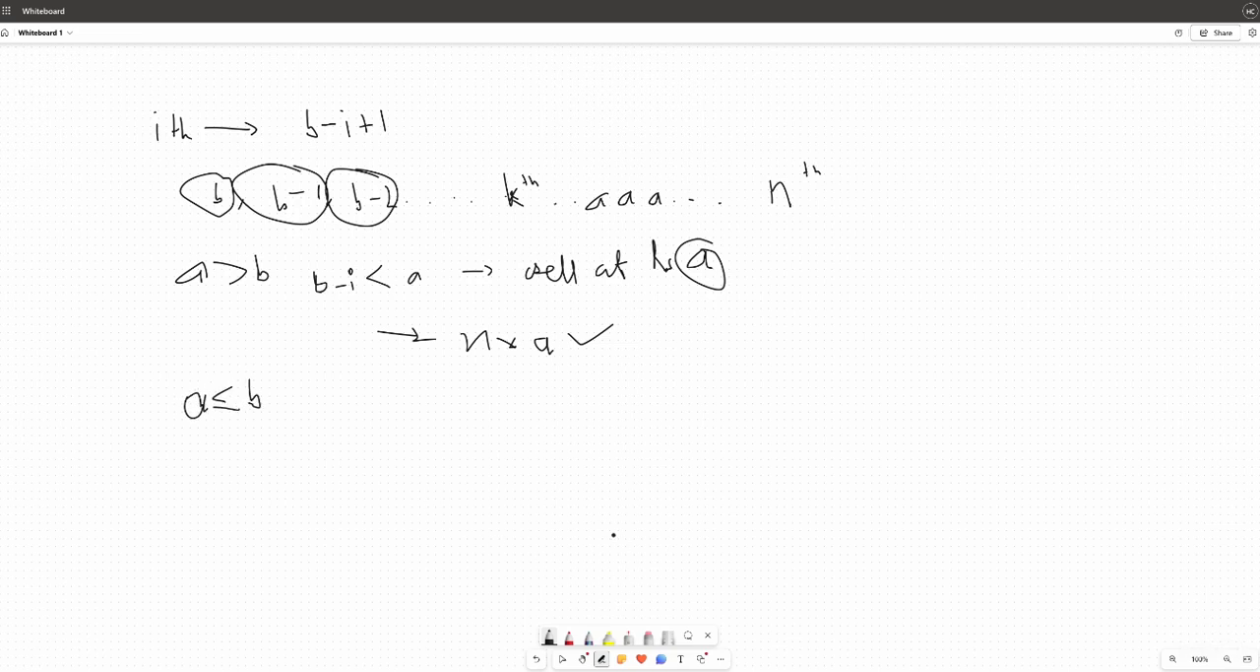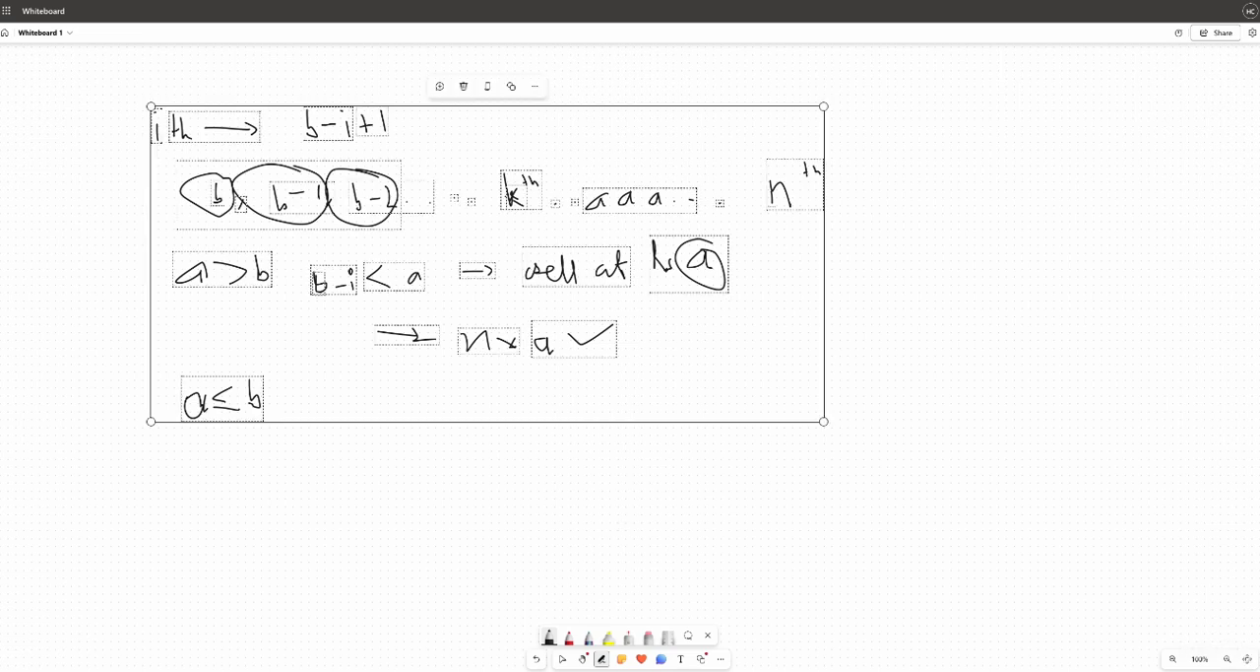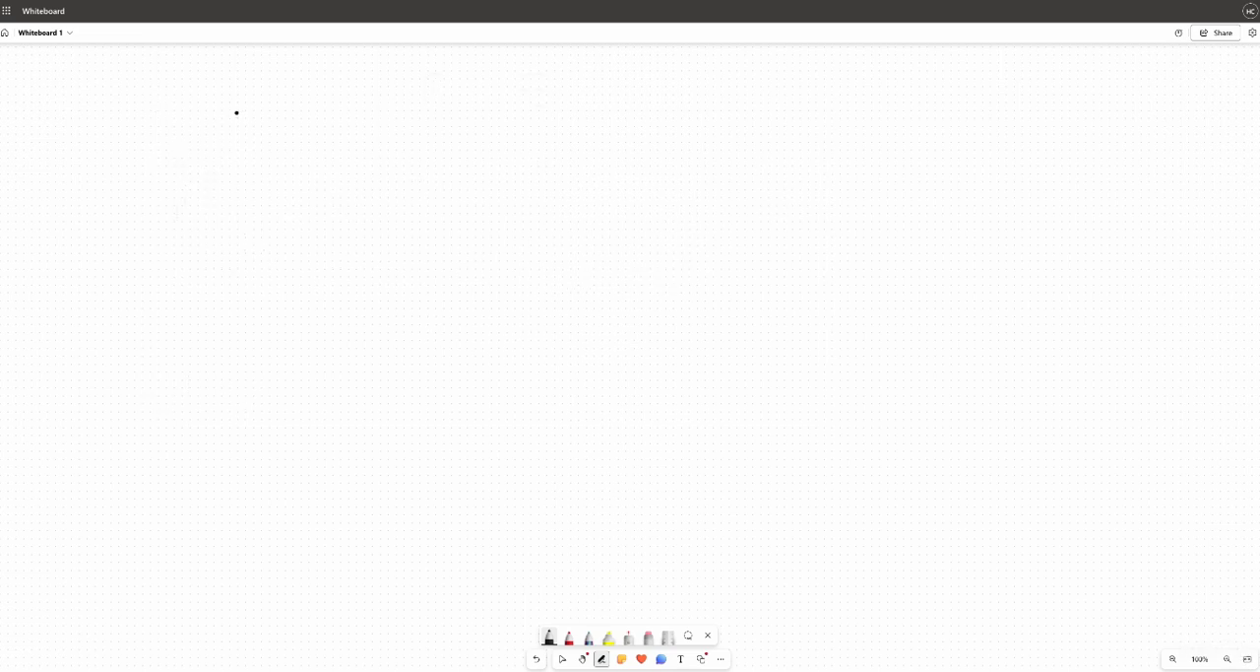Let me just clear everything here since we have gotten our explanation. So we have: if A is greater than B, then the answer is n times A. Now consider the second case, if A is less than or equal to B. Then of course it's possible to sell at the price B, right?